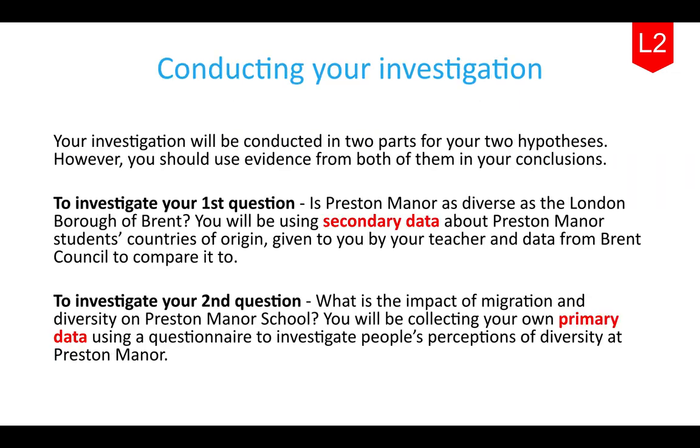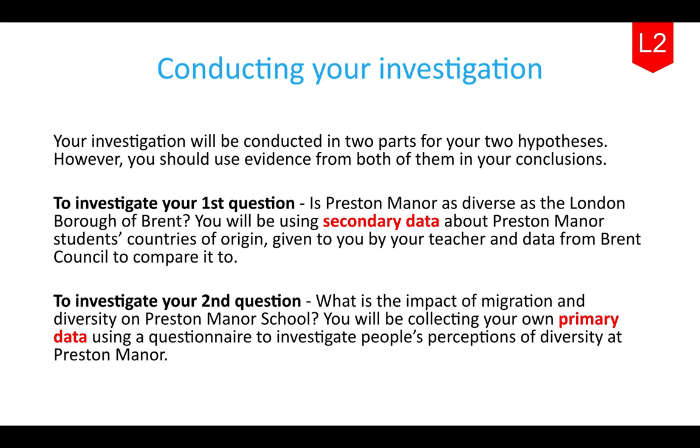Now, the reason that all of this is so important is the following. There are two parts of our investigation. There are two questions, and you picked your hypothesis last lesson. Today, we're thinking about our first investigation question. Is Preston Manor as diverse as this London Borough of Brent? And in order to do that, we can't really collect our own data. We can't speak to every single person in Brent and find out where they're from, whether they're as diverse as Preston Manor is. So we're going to have to use some secondary data.